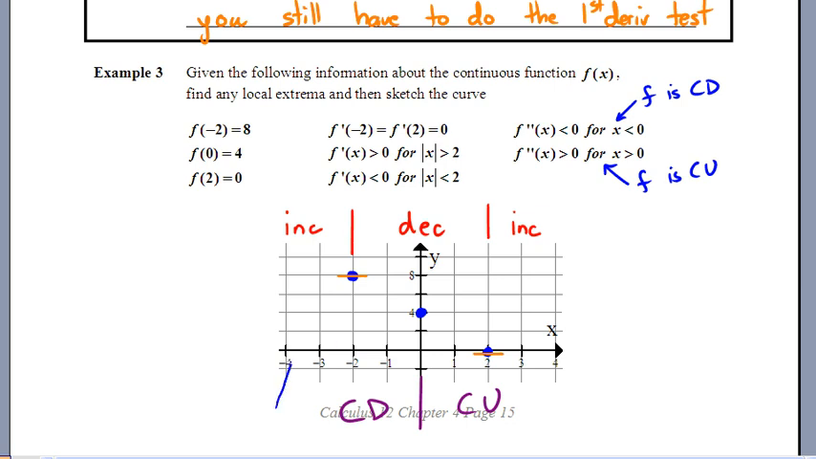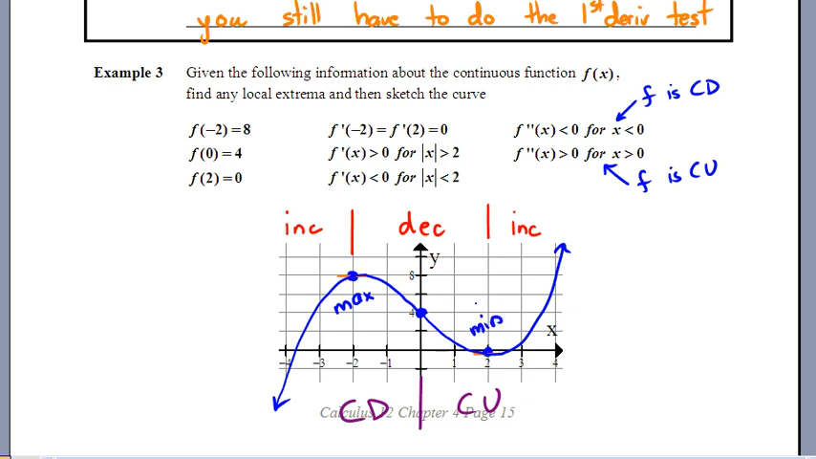Heading uphill but bent down. Flat but bent down. Heading downhill but bent down. Oh, switching now. Heading downhill but bent up. Flat but still bent up. And then heading up and bent up. I think the graph's going to look like that. And there's definitely going to be a max right here, and there's going to be a min right here.